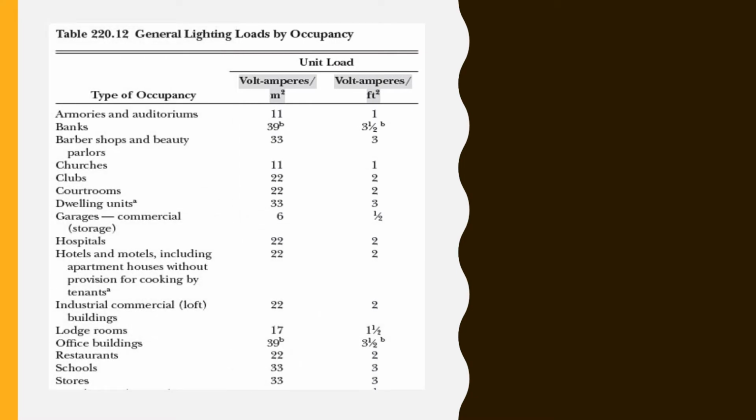Another table which I am going to show is the general lighting loads by occupancy. This is from the National Electrical Code, Table 220.12. Here, for the dwelling units, or shall we say residential buildings, it is recommended unit load in volt amperes per square meter. So it is recommending 33 volt amperes per square meter and 3 volt amperes per square foot. So take note of this also. We will see how we are going to use these tables.